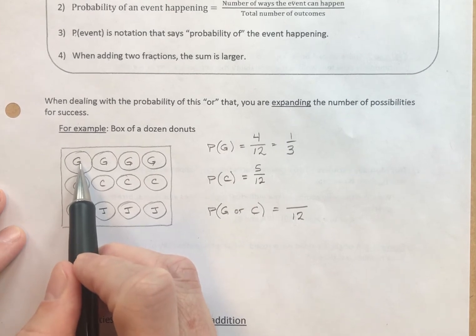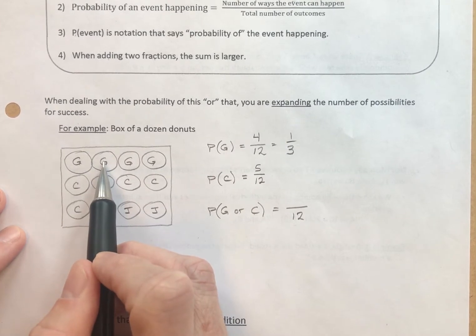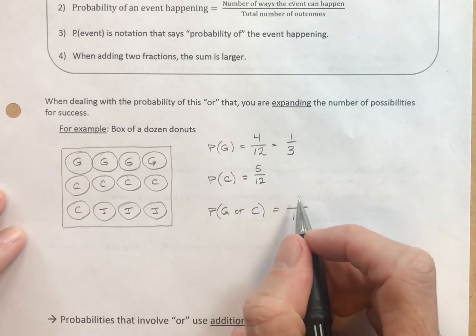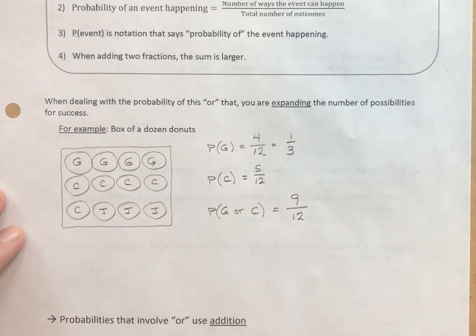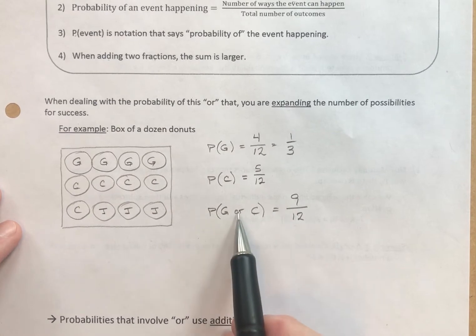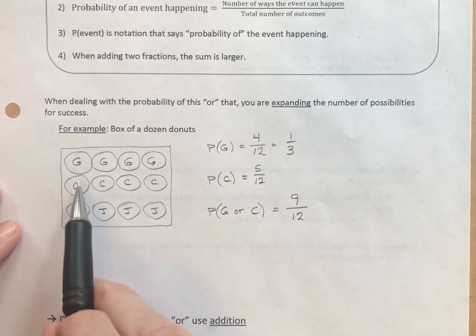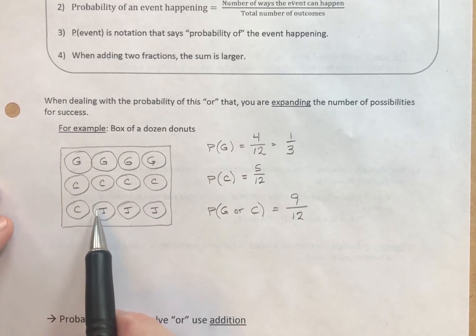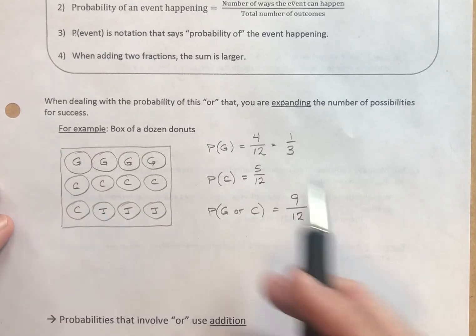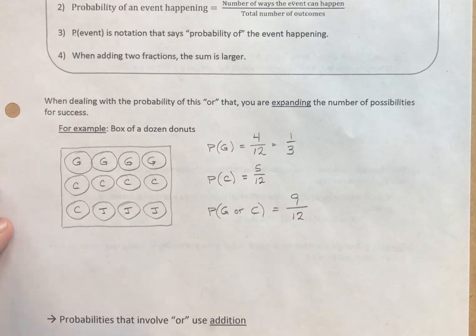It's a glazed. This one is a glazed or a chocolate, etc. This one's a glazed or a chocolate. It's a chocolate. So I have 9 glazed or chocolate donuts. Notice I've expanded with the word or. If I say, hey, if you reach in there blindly and pull out a glazed or a chocolate, you get to eat it, well, you've got a 9 in 12 chance of pulling out a donut you get to eat.